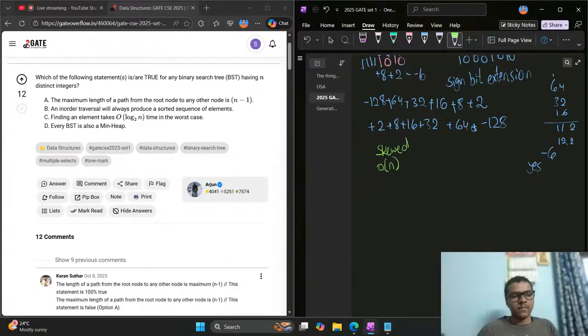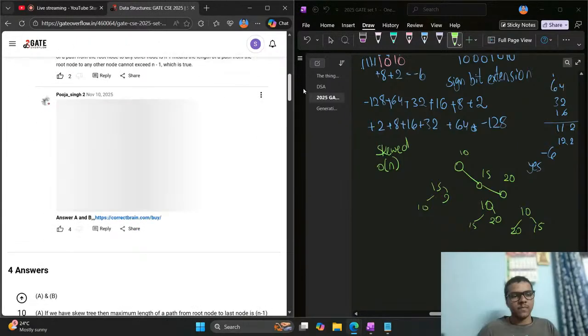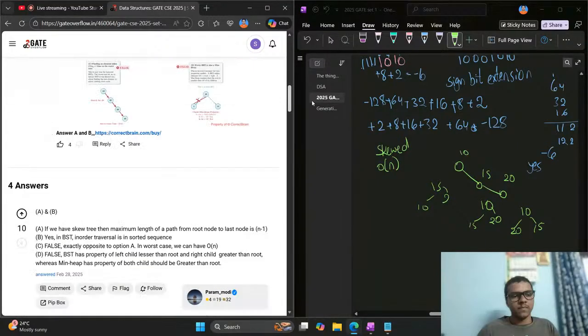In the worst case, every BST is also a min heap. BST and min heap are two different things. Why? If you look at this, this is a BST, but this is not a min heap. 10, 15, 20. The min heap of this one will be either this or this. So this is false and this is false. This is true. This is true. A and B are true. That's good.